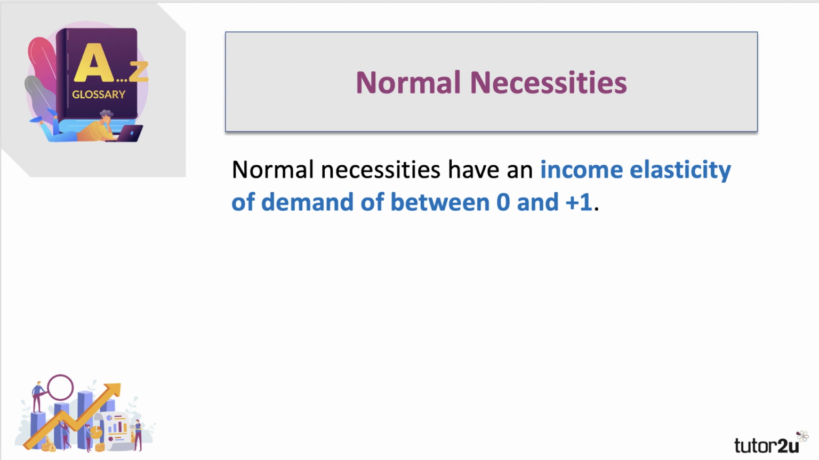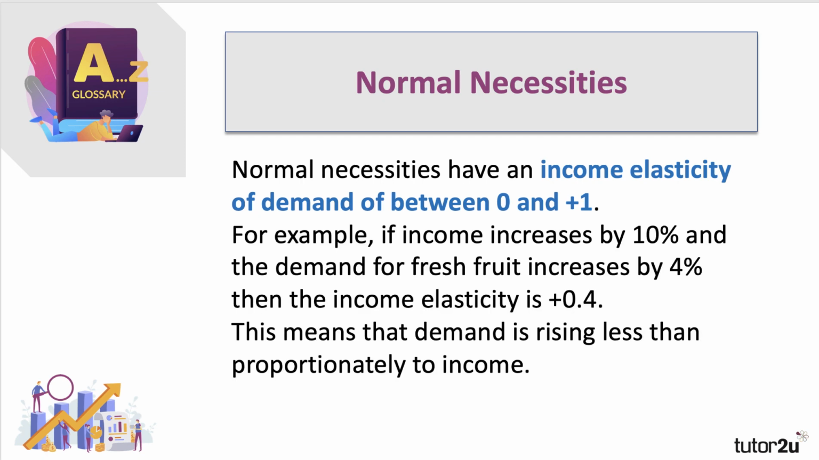So normal necessities have an income elasticity of demand of greater than 0, but less than +1. So, for example, if my income increased by 10%, but my spending on fresh fruit in the supermarket increases by just 4%, well, we get a positive income elasticity of demand, but the coefficient is only +0.4. And that means that my spending is rising less than proportionate to my changing income.